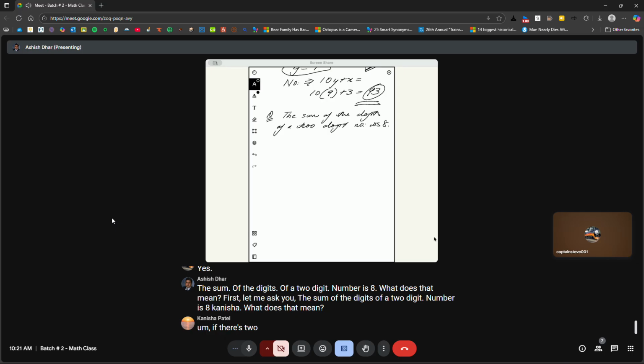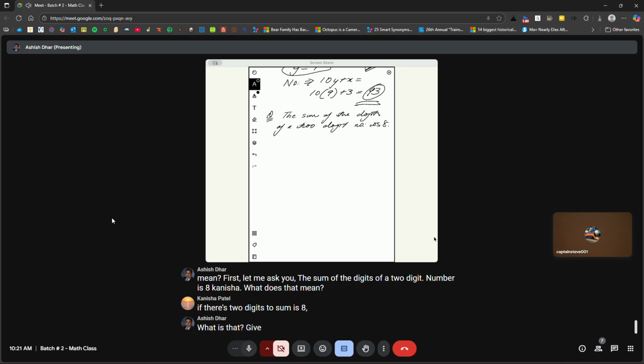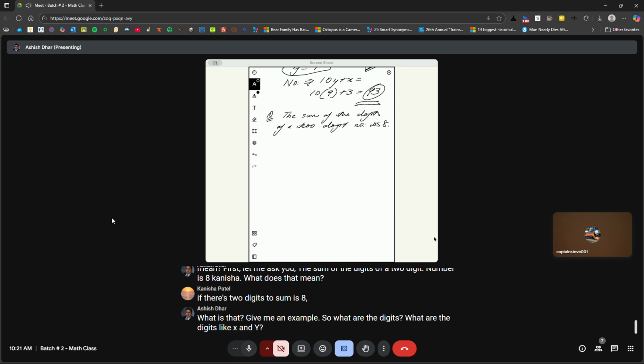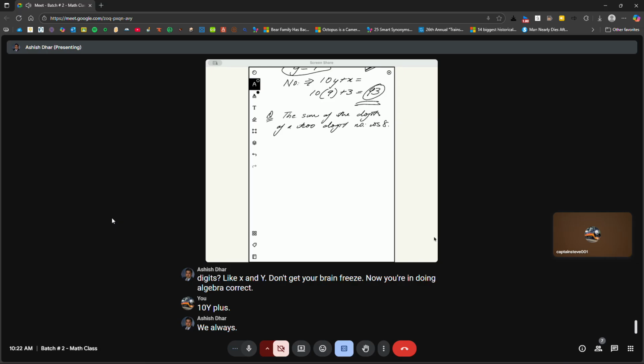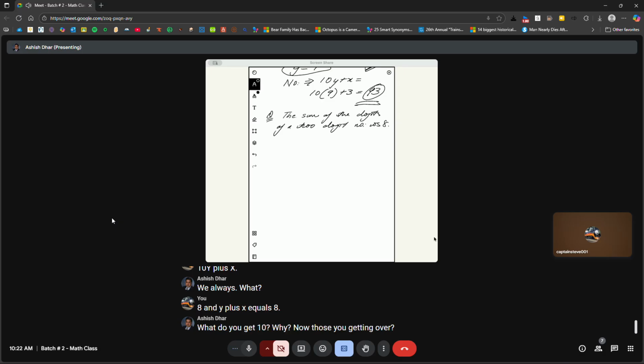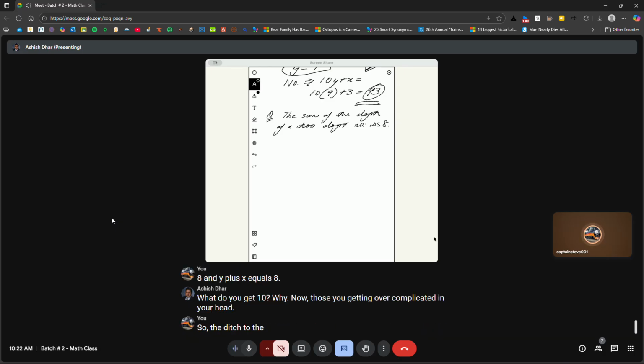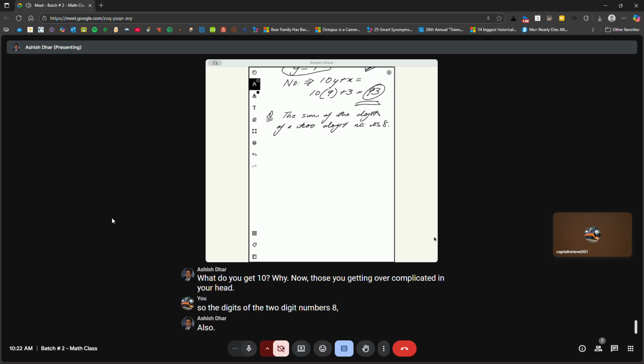If there's 2 digits, the sum is 8. What is that? Give me an example. So what are the digits? Like X and Y. Don't get brain freeze. You're doing algebra, correct? Why do you get 10Y now? You're overcomplicating it in your head. So the digits are X and Y. So X plus Y is 8, not 10X plus Y is 8.